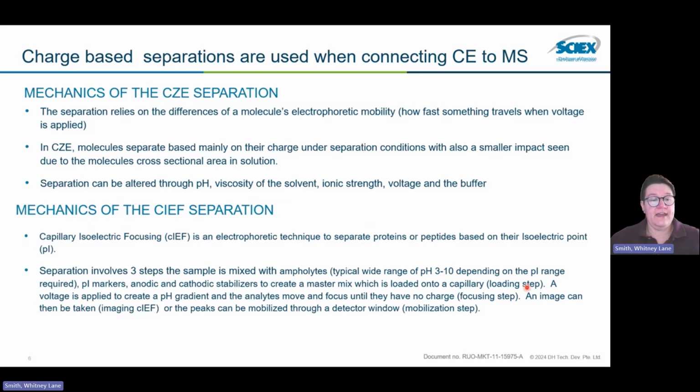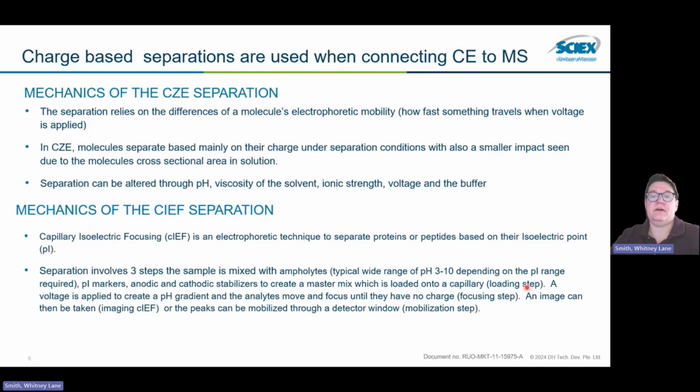For CIEF, it's a different type of separation. We have a focusing step, so we have a mixture of components that we fill the capillary with, and then we'll separate it between an acid and a base, and then everything will focus into their pI ranges. And once they're in their pI ranges, they're neutral, so they no longer move. And then we mobilize that into the mass spec.